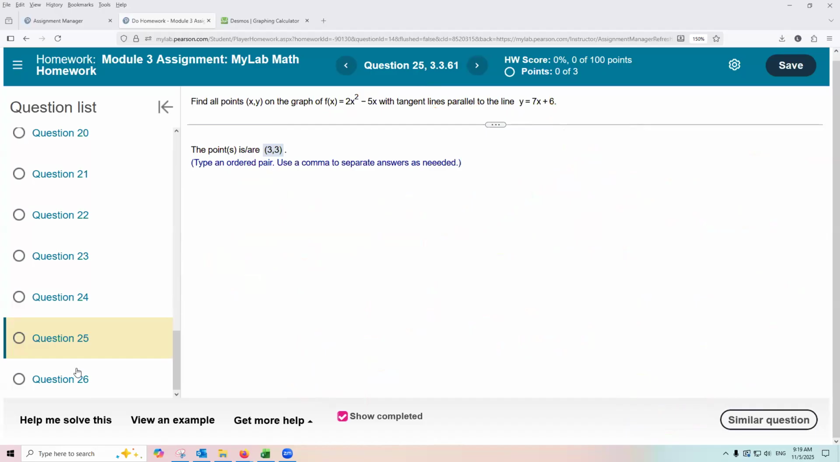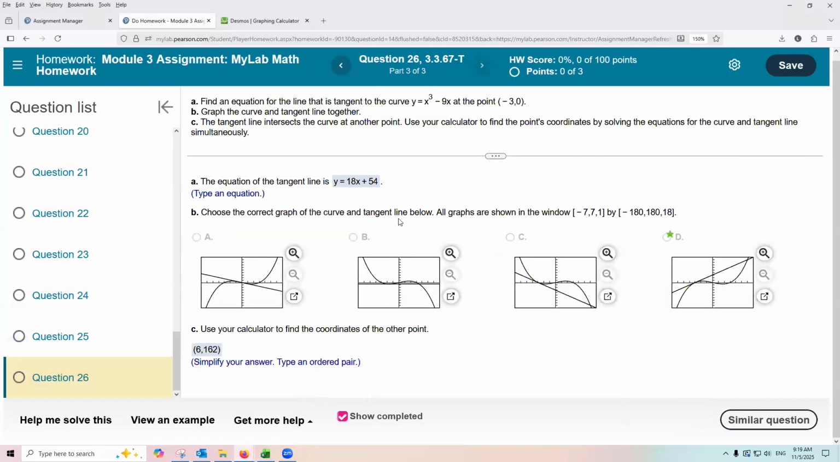All right, let's see, here's 26. This is the last problem. It says find an equation for the line that's tangent to the curve at negative 3, 0. Graph the curve and tangent line together. And then there's also a part C.